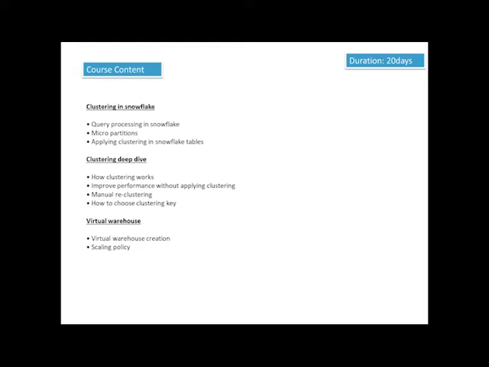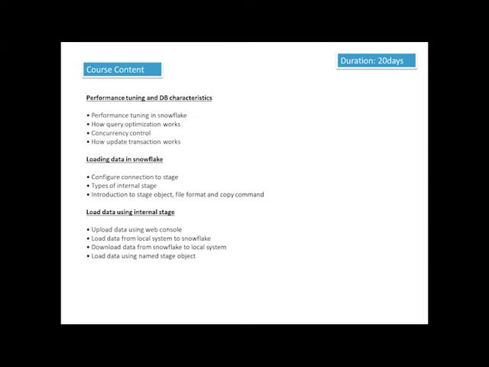Apart from that, we are going to see the virtual warehouse. When we say virtual warehouse, it's the heart, we can say, where the processing takes place. We are going to see how to create a virtual warehouse and the scaling policies. Moving on, we are going to see performance tuning and database characteristics: performance tuning in Snowflake, how query optimization works, concurrency control, and how transactions are updated.